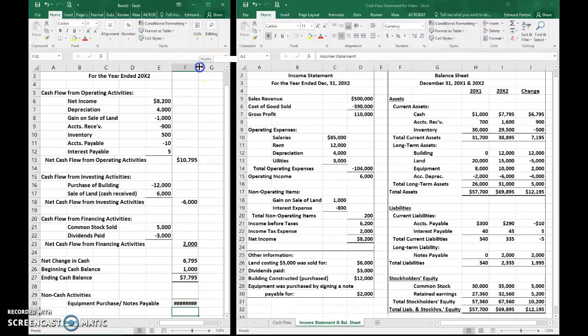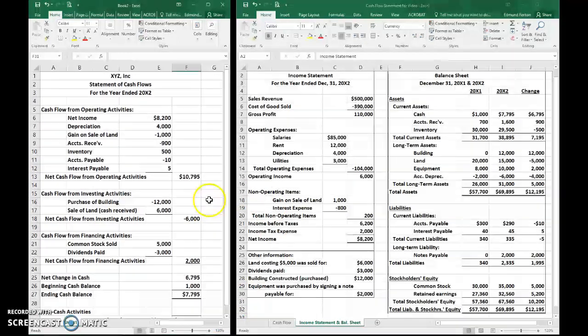We drop the $2,000 in here, and we show that. I have the pennies in here, that's why it gave me the X's. But anyway, we have a completed statement at this point. This is a finished cash flow statement.